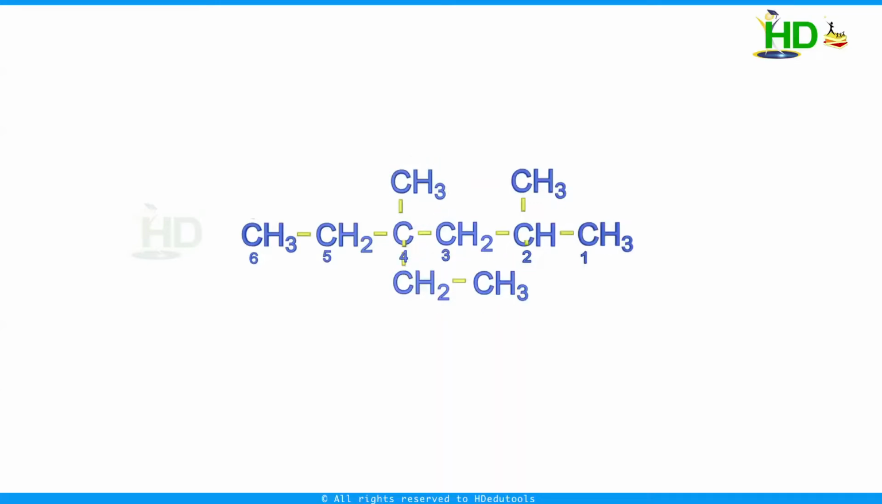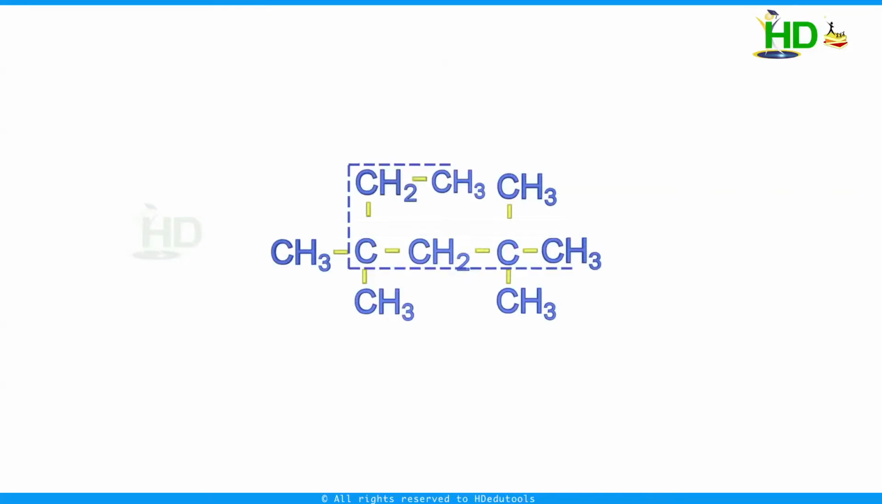How can we write the name of this compound? First you take the alkyl groups in alphabetical order. That is 4-ethyl. Next one is methyl. 2 methyls are there. 2,4-dimethyl, and this is hexane. The name of this compound is 4-ethyl 2,4-dimethyl hexane.